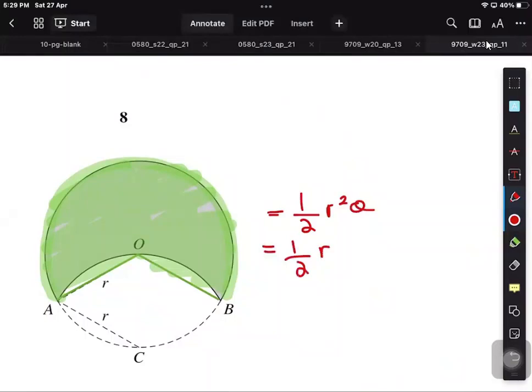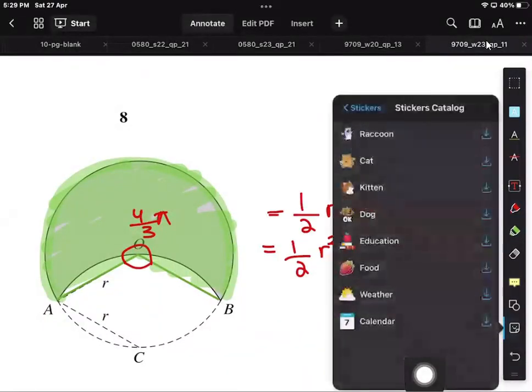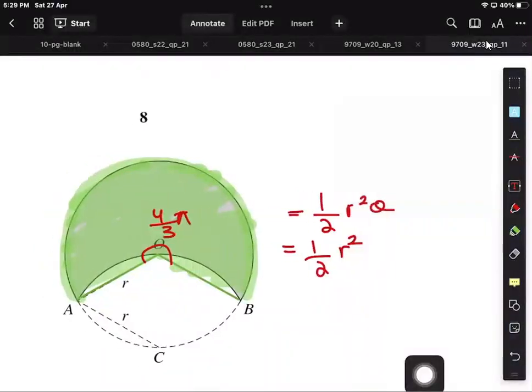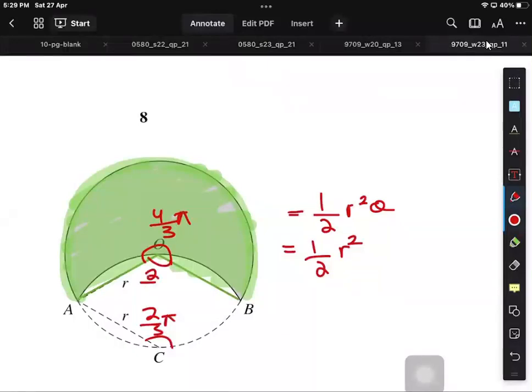So half r squared, r is r here, and theta was 4 over 3 pi, right? Because it would be double this, since it lies at the center, whereas this one lies on the circumference. Or you can also do this by subtracting this from 2 pi. You'd get the same answer regardless. So yeah, theta is 4 over 3 pi, right? This is the area of this green part, right? This green part, I'll just shade it green so you know.